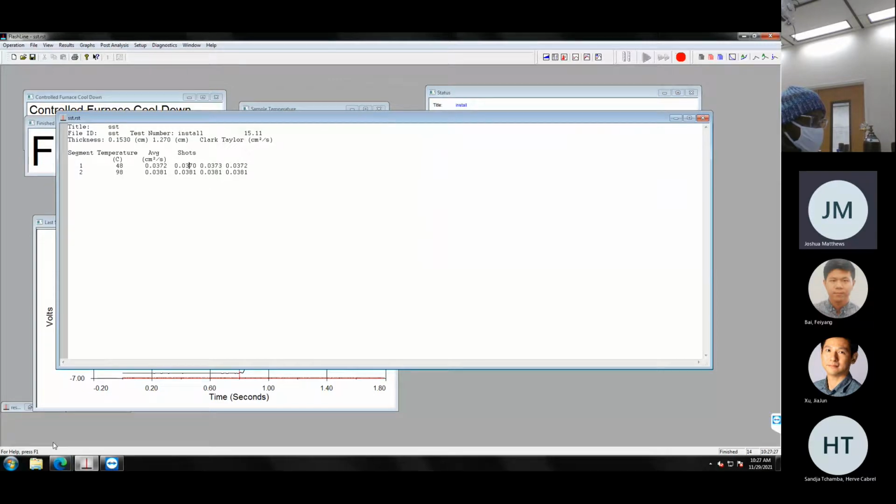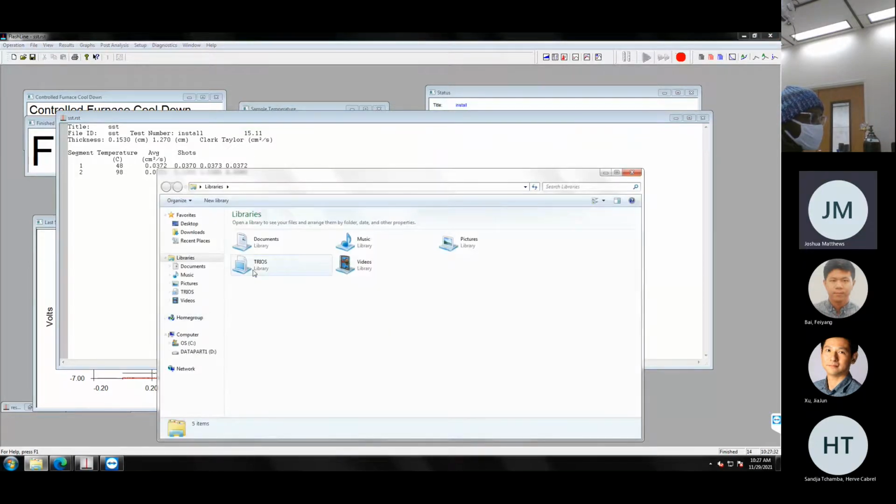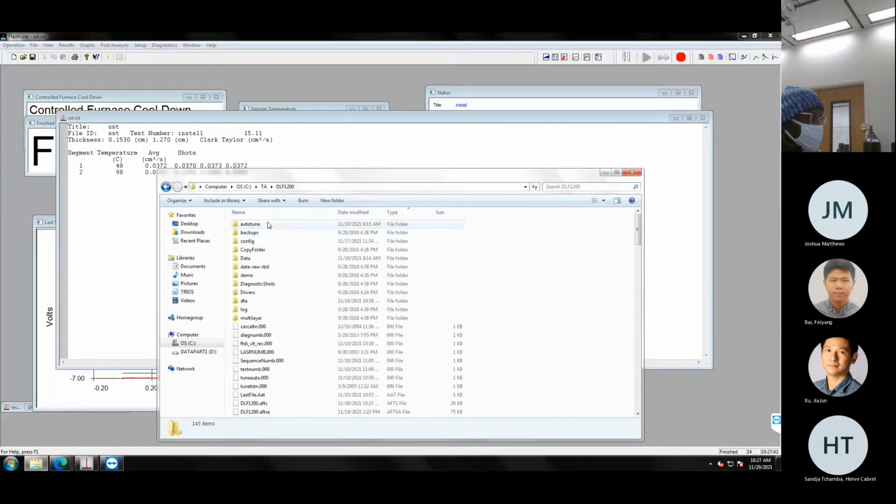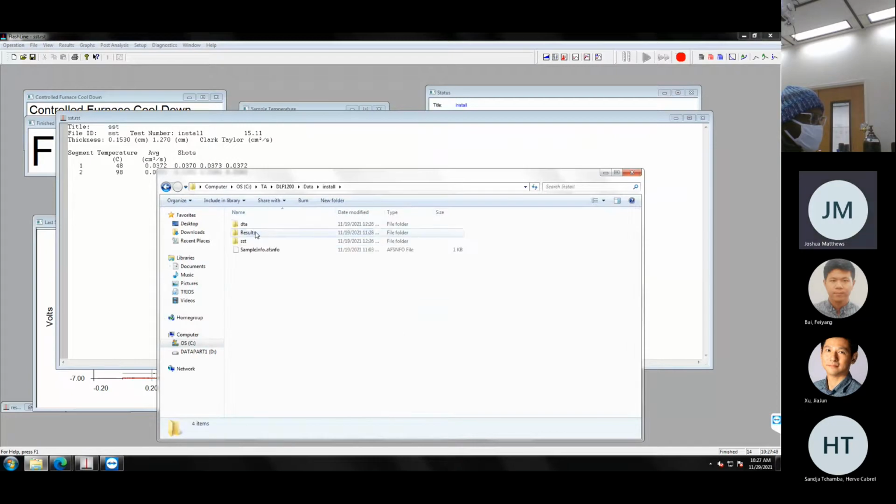So as I said, this results file. If you don't want to open it through the software, you can just open it in Notepad, and that might make it easier to export if you want to do it that way. So let's get into the TA DLF data. This is our folder.